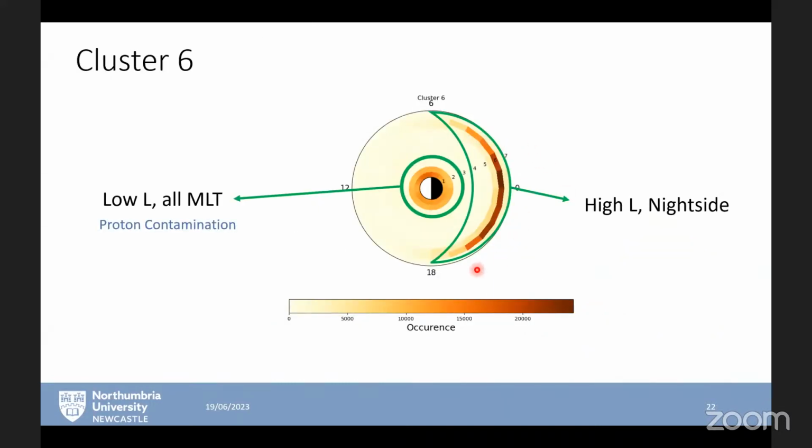We have one feature that happens at high L on the night side, and another feature that happens at low L in all MLT. And when we look at the L shells that we're looking at, these correspond to observations in the inner belt.